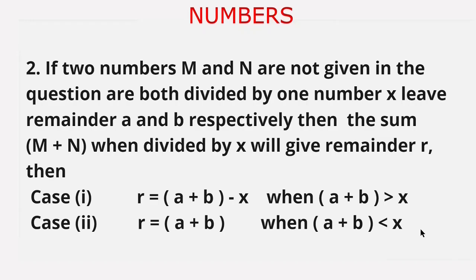If a plus b is greater than x, if we add both the remainders a and b, then the net remainder when m plus n is divided by x will be a plus b minus x, if the sum of both the remainders a and b is greater than x. And if the sum of both remainders a plus b is less than x, then the net remainder will be a plus b. We will learn this by two examples, one for each case.